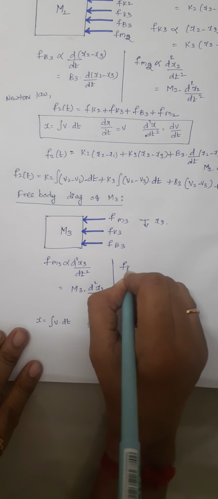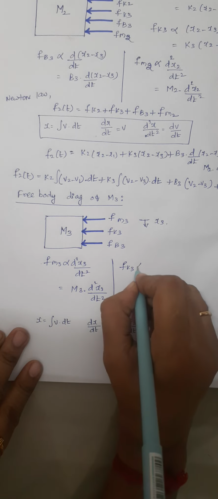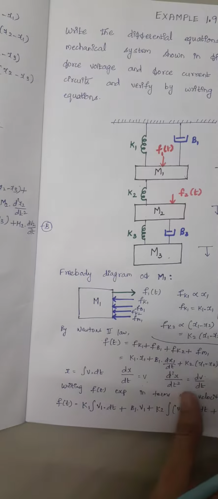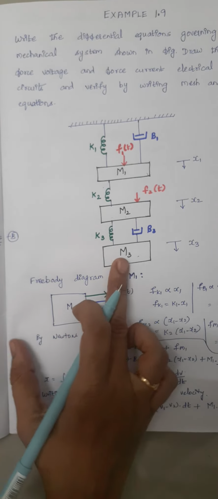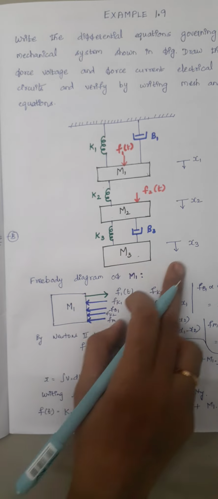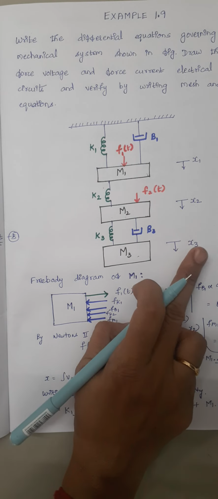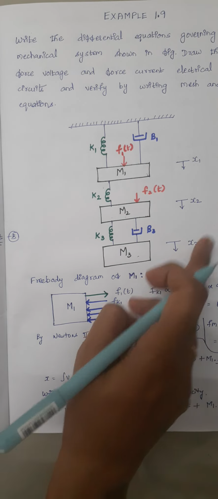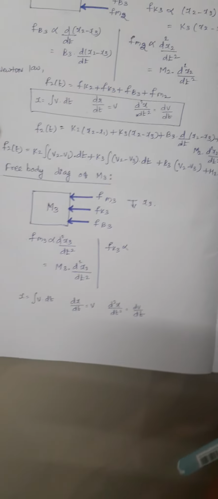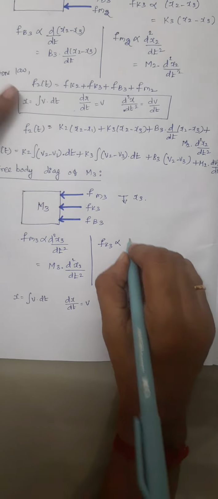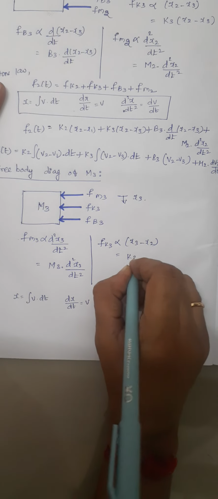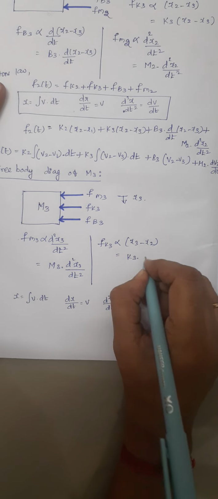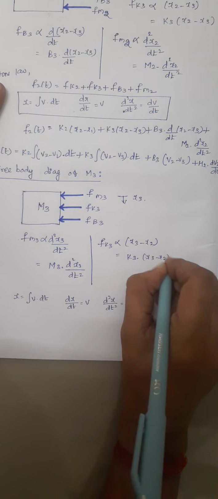And the next one is Fk3, and this Fk3 is connected between M2 and M3. Now we are drawing the free body diagram of M3. So we have to consider this displacement x3 first. So we have to write it as x3 minus x2. So Fk3 is directly proportional to x3 minus x2, which is nothing but k3 into x3 minus x2.